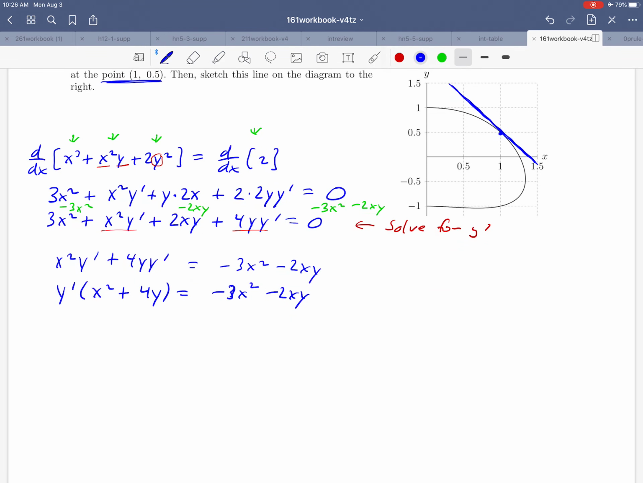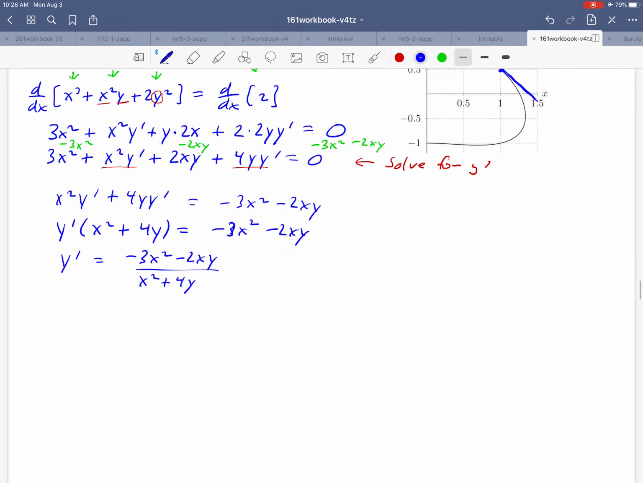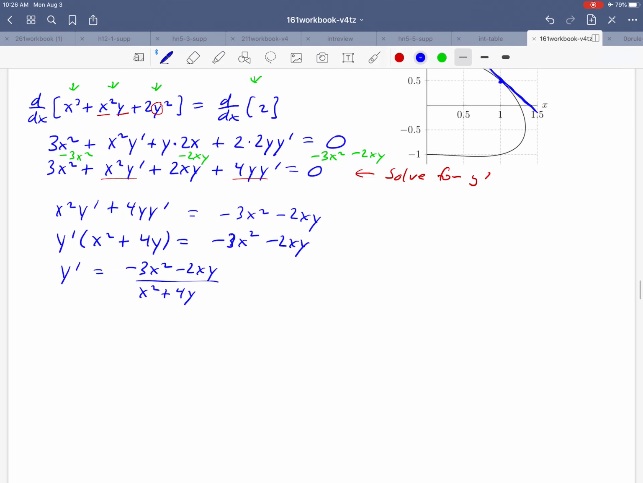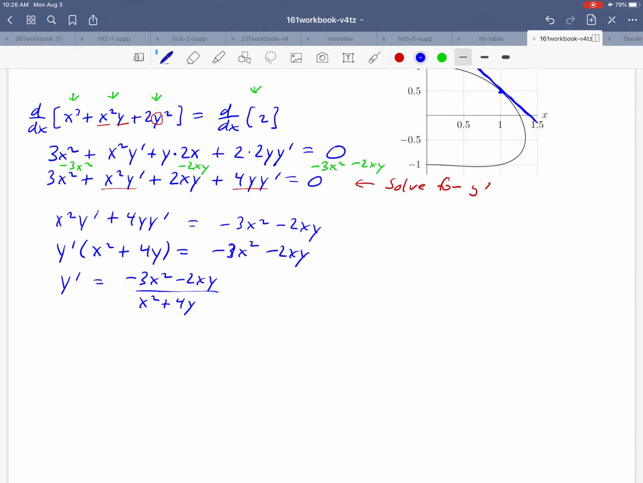The last step to get the y prime by itself is just to divide both sides by that x squared plus 4y. There's our formula for y prime. And remember, the reason we took the derivative is that it's going to help us to find the slope of the tangent line that we're interested in.